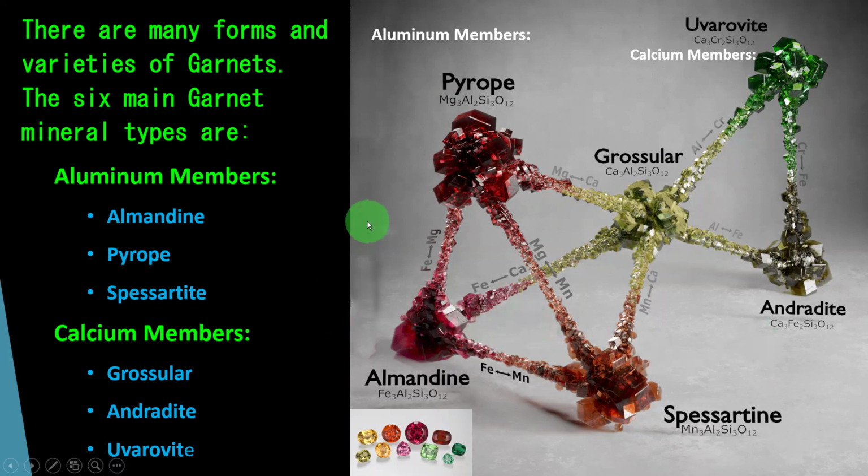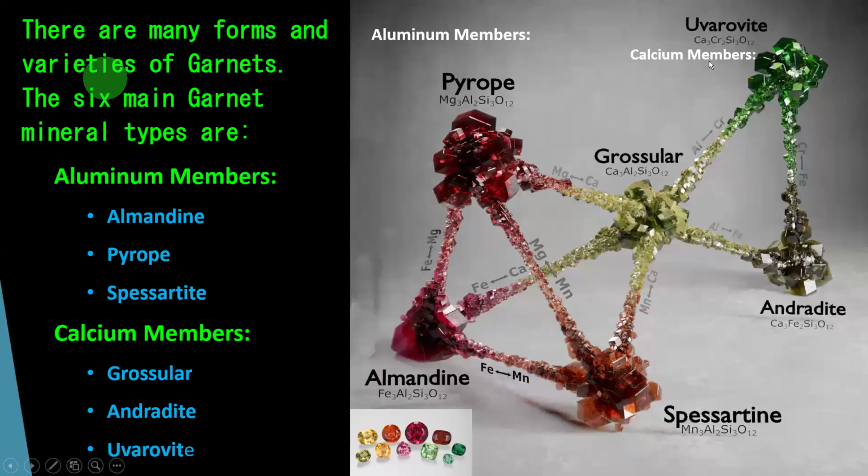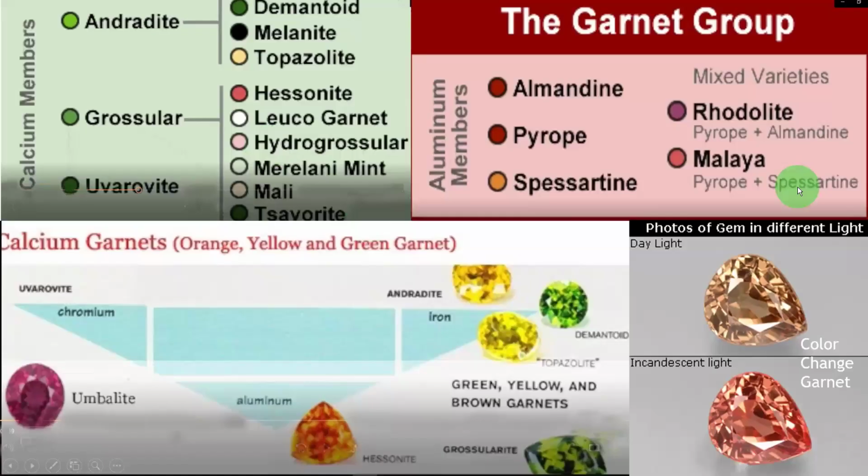Now, there are 6 members. We are moving to the next part. Calcium members, there are 3. Aluminium members, there are 3. Look at this. Andradite, demantoid, melanite, topazolite. There are 3 in the andradite family. Grossular, hessonite, leucogarnet, hydrogrossular, massive. Uvarovite, Mali garnet, Tsavorite garnet. These are the calcium members.